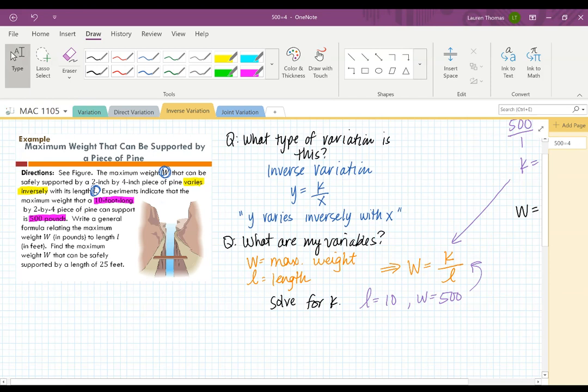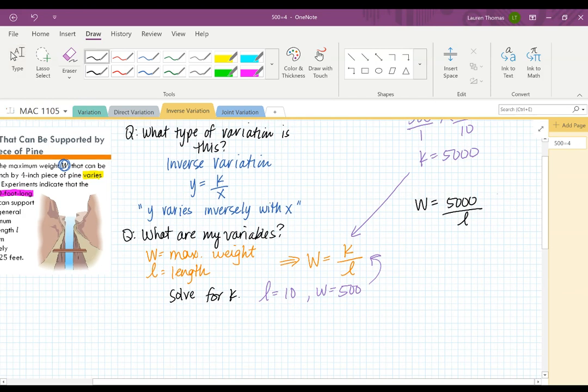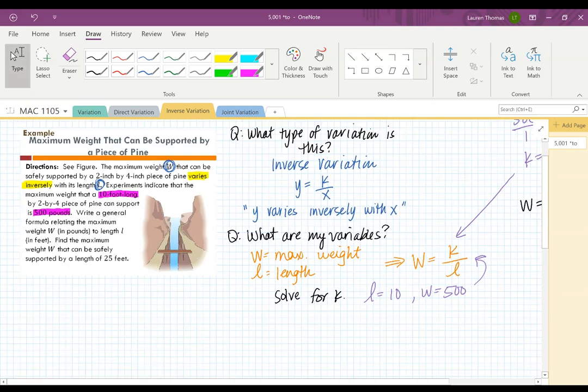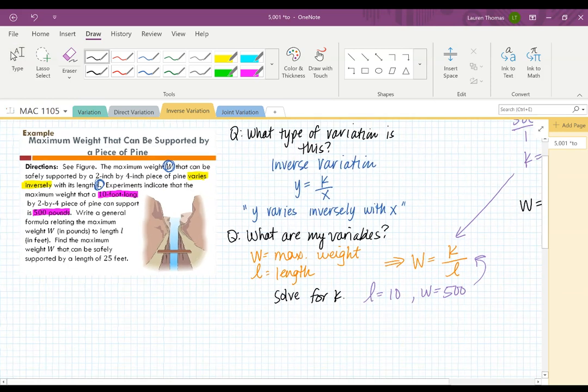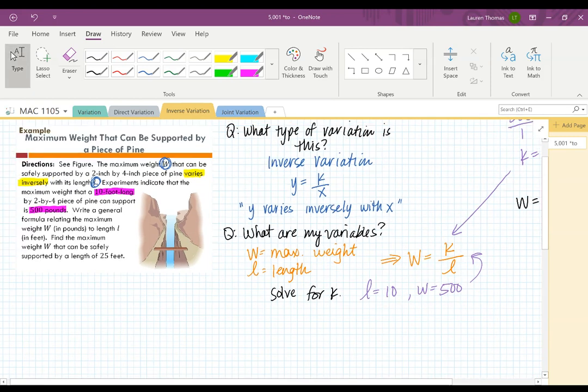All right, so we've already written a general formula relating the maximum weight W in pounds to the length L in feet. That was the equation that we just found. If we read the last sentence in the problem, it says find the maximum weight W that can be safely supported by a length of 25 feet. So they're asking us to find W when L is 25 feet.